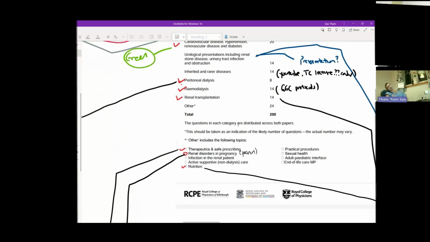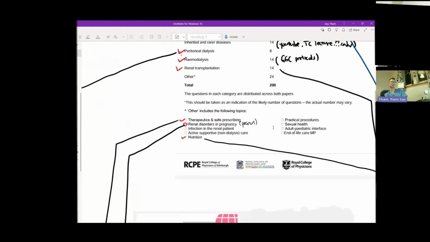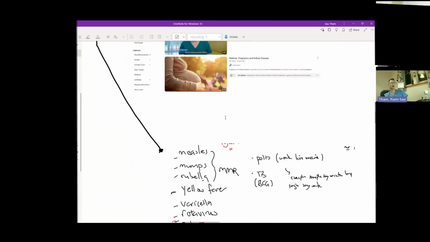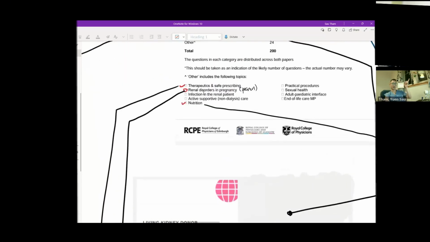Cool. And now we come to other. Now, other is a little bit more mishmashy and not really any specific guidelines that I could point out. Now, renal disorders and therapeutics and safe prescribing, whatever that means. Actually, I know what that means.